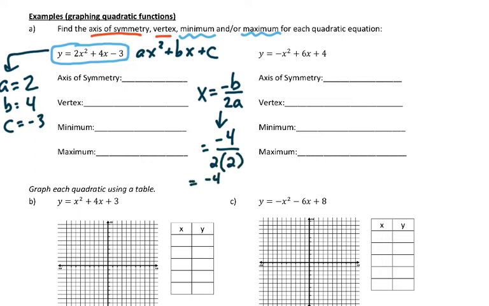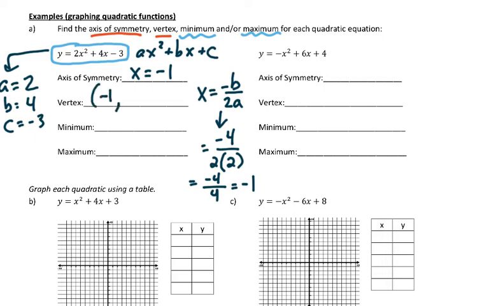So you get -4 divided by 2 times 2, which is 4 also, and negative divided by positive is a negative, so I get -1. Great, so axis of symmetry, here we go. X equals -1. That means my vertex is at -1 comma something.